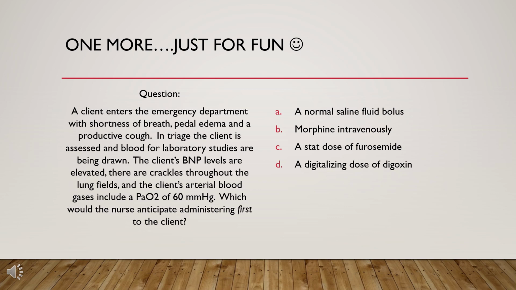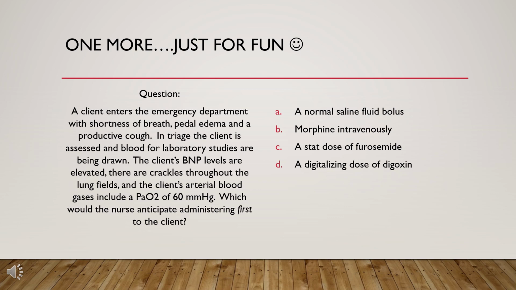We have A, a normal saline fluid bolus, B, morphine intravenously, C, a stat dose of furosemide, or D, a digitalizing dose of digoxin. Now, the highest level of question projected on the NCLEX is the analysis. These question items require reviewing a set of data, analyzing that data, and then coming up with a conclusion about a nursing action. Does that sound familiar? That is critical thinking. These types of questions tend to include more data than an average application question and require a higher level of thinking.